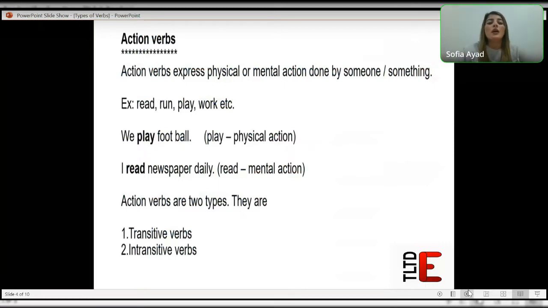Examples: read, run, play, work, etc. We play football. Play here is a physical action.